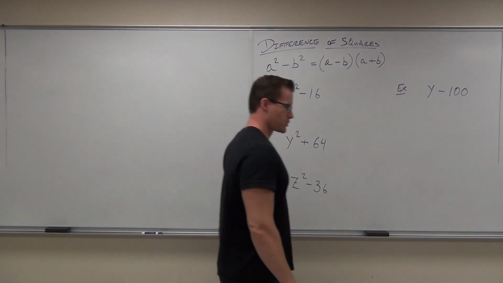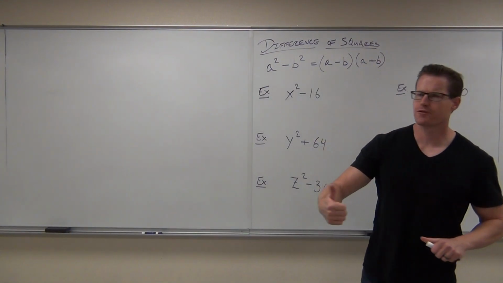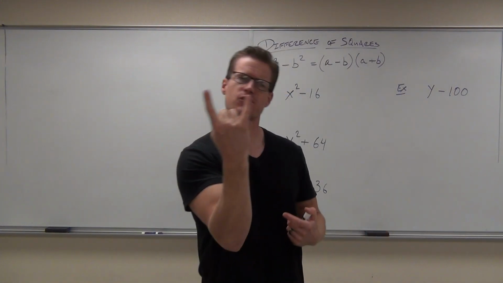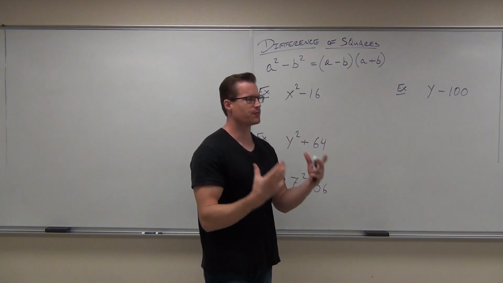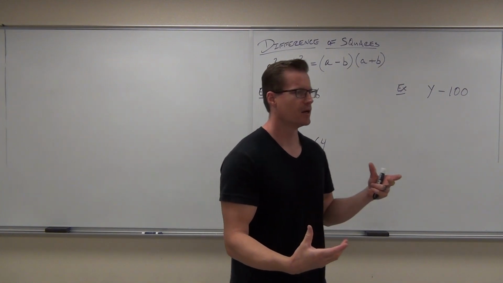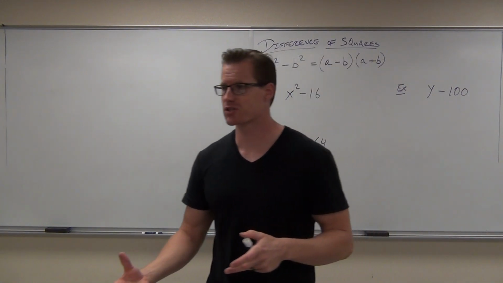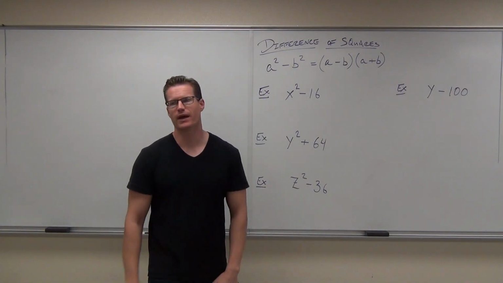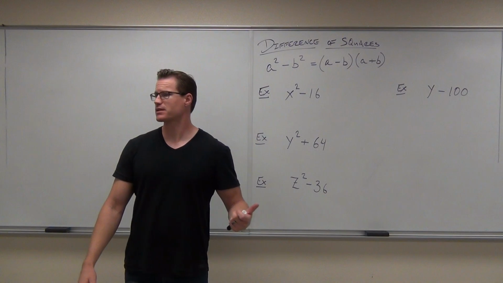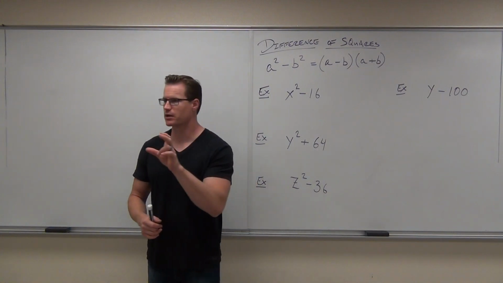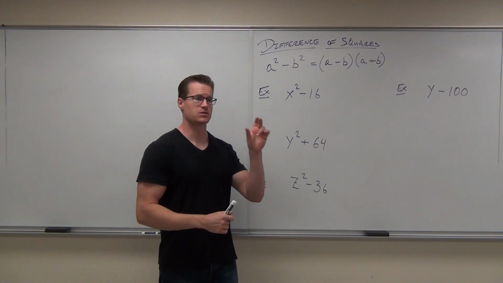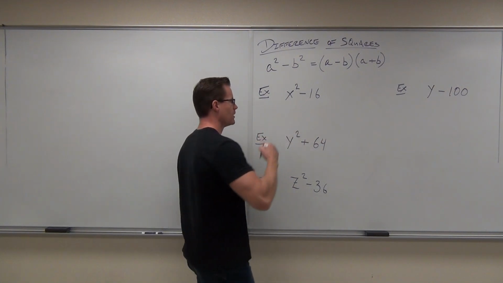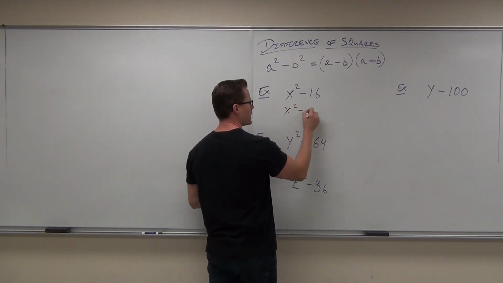Okay, let's look at the first one, x squared minus 16. It's in order. The first term's positive. There's no GCF besides one, and there are two terms. First thing we do to check for two terms: does it fit one of the things I'm talking about today? Namely, is it a difference of squares? Is it a difference? Yes, it's got a minus sign. Is the first term something squared? Yes. Is the second term something squared? Yes. What? Four. So you could write that as x squared minus 4 squared.